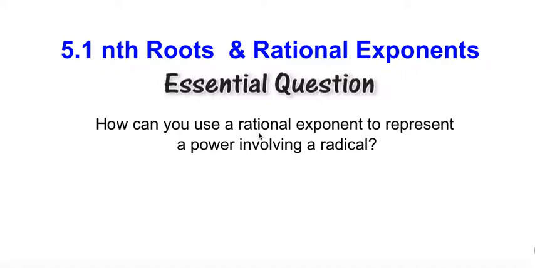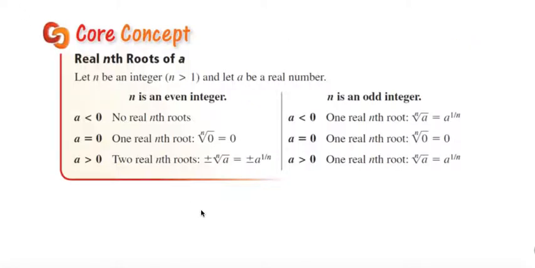5.1 in Big Ideas is about finding the nth roots in rational exponents. The question for today is, how can you use a rational exponent to represent a power involving a radical? Couple things we need to remember first.